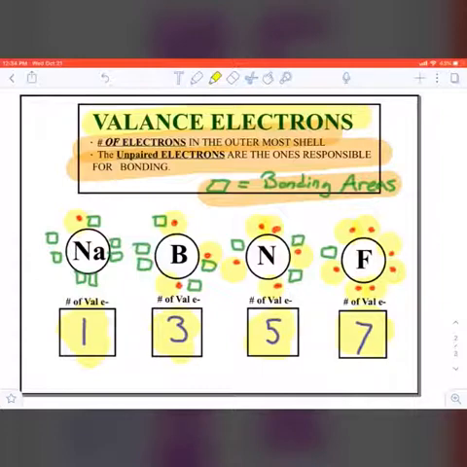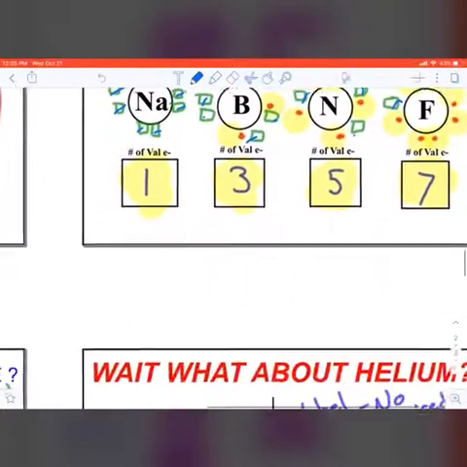I mean, you could go through and do the Bohr model and all that stuff, and that's fine. But notice, how many bonds could sodium make? Well, it could make a total of 1, 2, 3, 4, 5, 6, 7 other bonds. Boron could make up to 5 bonds. Nitrogen could make up to 3 bonds, and fluorine could make up to 1 bond. This is going to be important as we go to the next chapter.